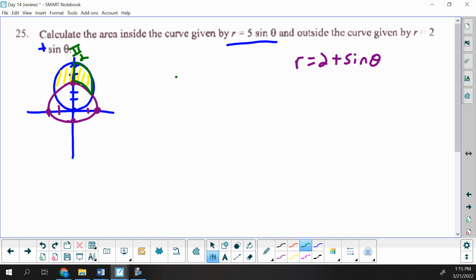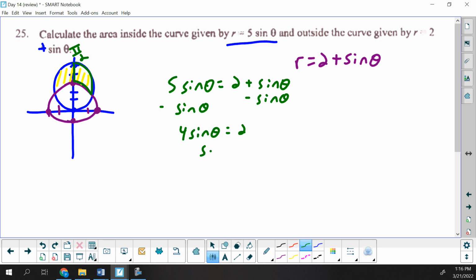So to see where they intersect, we'll have 5 sine theta equals 2 plus sine theta. We'll subtract the sine theta over. That's 4 sine theta equals 2, or sine theta equals 1/2. So that means theta equals pi over 6 is what we want.